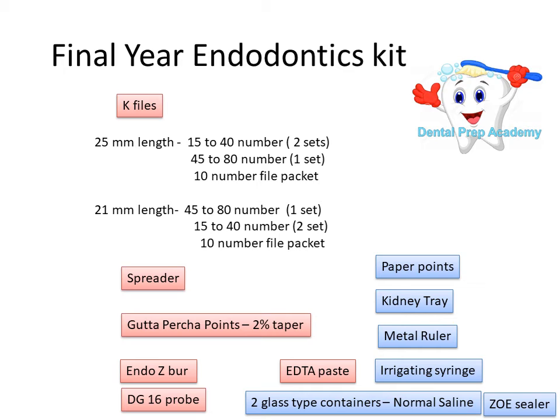And last but not the least, a few tips for your access cavity preparations also. You can use Endo-Z bur. What it does is, it has got a non-cutting end, so it will flare only the walls of the pulpal cavity and it will not cut the floor of the pulpal cavity, thereby avoiding perforation. And also you can use a DG16 probe to locate a canal if you are not able to locate one.